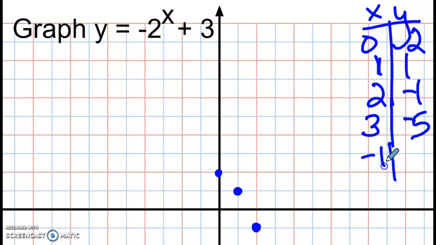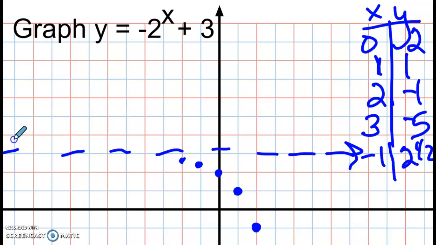Let's go the other way. If I put negative 1 in, I have 2 to the negative 1 is a half. Negative a half plus 3 is 2.5. If I put negative 2 in, I have negative a fourth plus 3, which is 2 3/4. I start seeing that my horizontal asymptote is y equals 3. And the negative in front kind of flips my graph over.